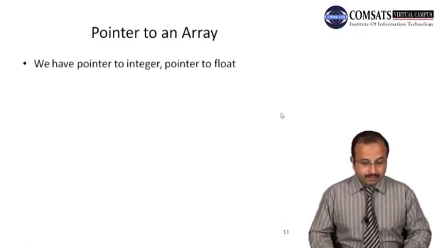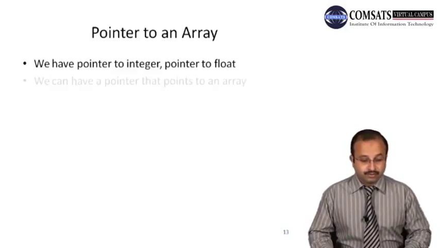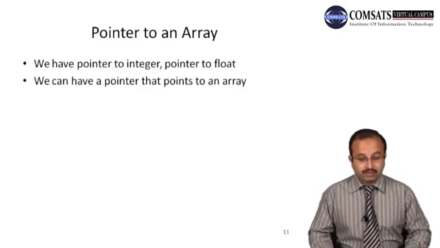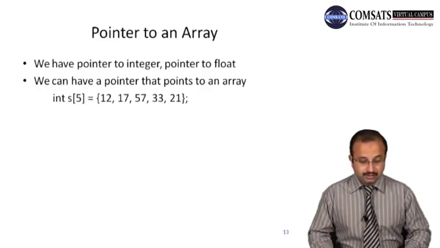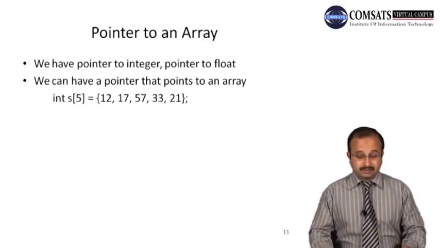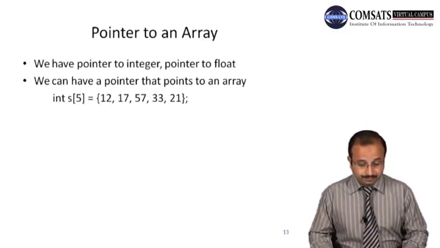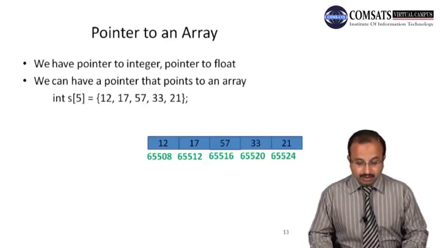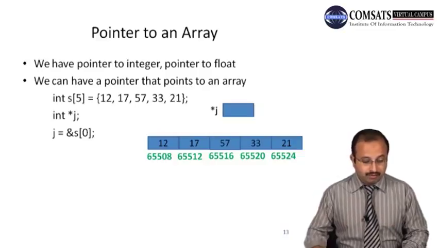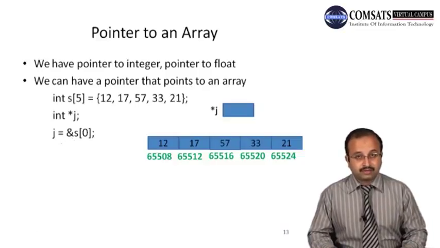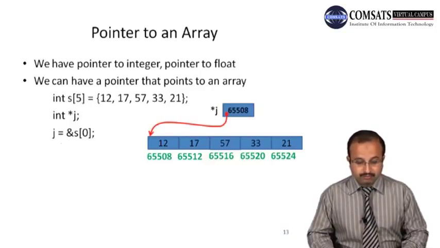Now pointer to an array. We have a pointer to integer and a pointer to float. In the same mechanism, we can have a pointer that points to an array. So let's say this is an array S, a one-dimensional array that contains these 5 elements. This is the memory allocated for that array. Then we have memory allocated for a pointer, and we can write j is equal to s and then semicolon as well. Both are the same because s and s of 0 are the same thing. Both are the base address of that array, that is the address of the first element of that array. So now this pointer points to this memory location.